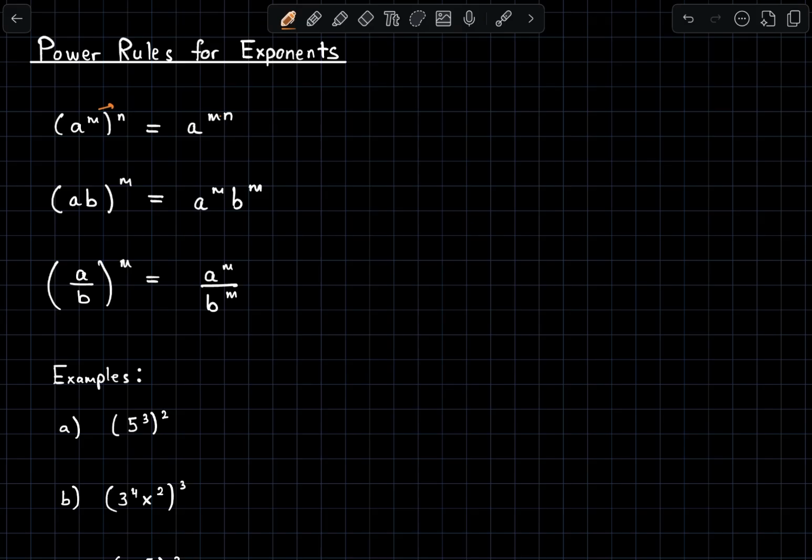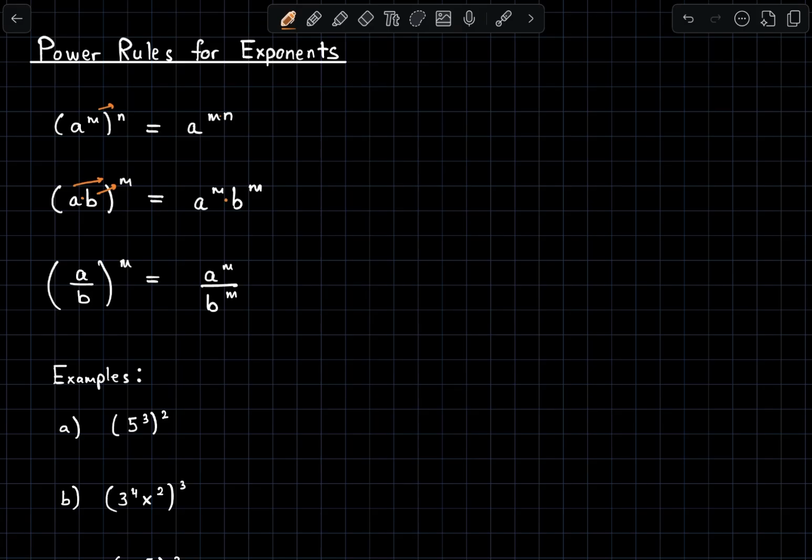Now say you have, in parentheses, a times b, all of it raised to the m power. So now this a is being raised to the m power, but so is this b. So this is going to be written as a to the m times b to the m. Okay, so that exponent now applies to each of those variables inside the parentheses. And the same thing is true, right? So they started out multiplied, so we continue to multiply.